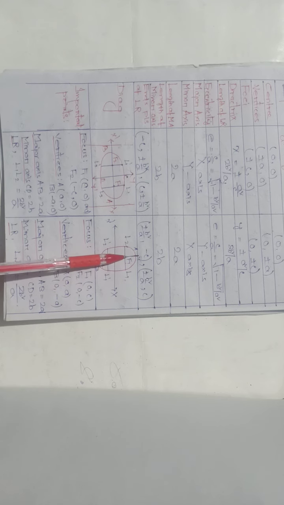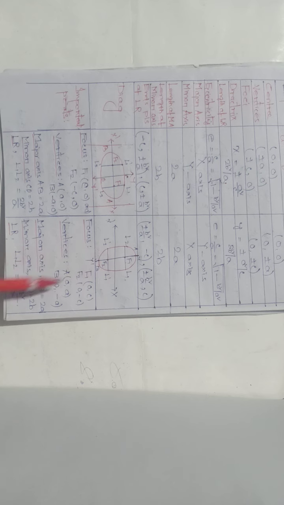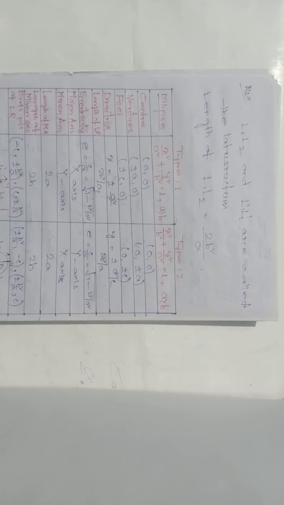For this type of ellipse, focus f1 is 0 comma c, f2 is 0 comma minus c, vertex A is 0 comma a, and B has coordinate 0 comma minus a. Major axis is AB, length twice a, minor axis is this CD, twice b, and length of latus rectum is 2b square by a. So I hope, students, you understood the basic concept of ellipse and the difference between the two types of ellipse.